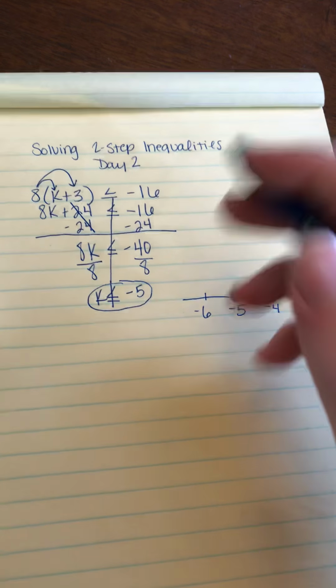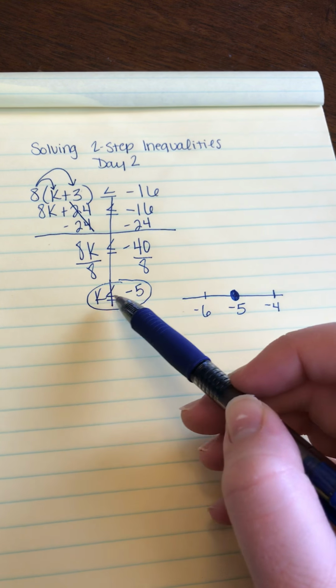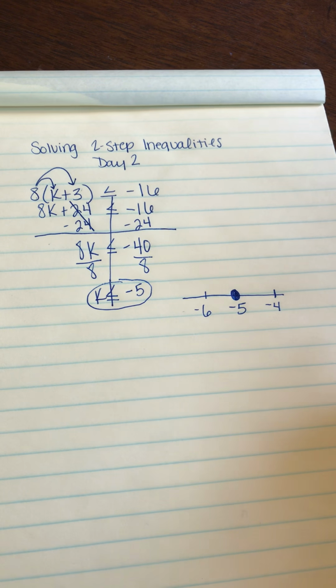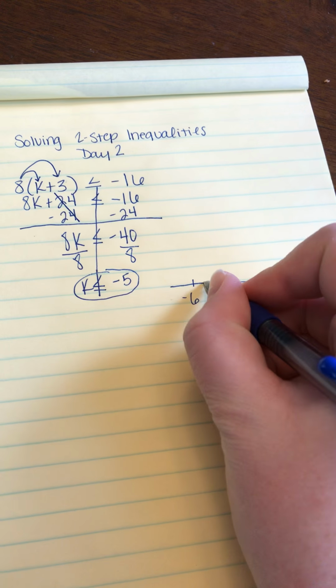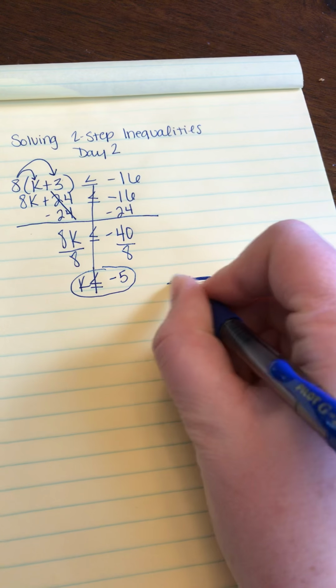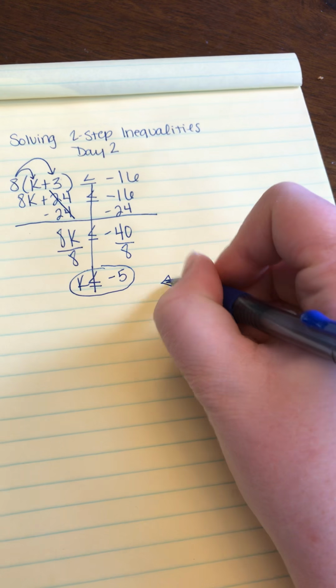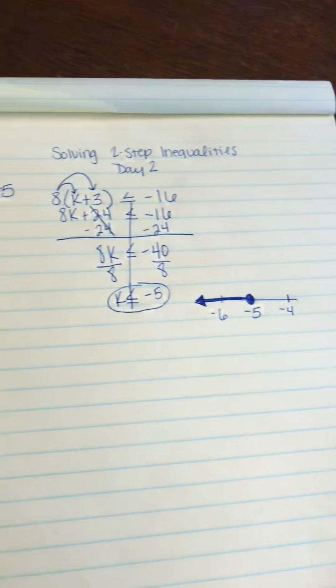Okay? And it is saying k is less than or equal to negative 5. That alligator is eating that negative 5, so that's the biggest value. And we're going to shade to the left. We want all the smaller values. And that's all you need.